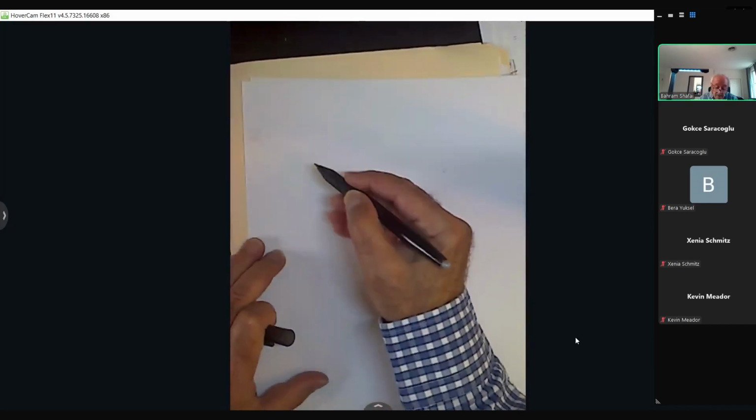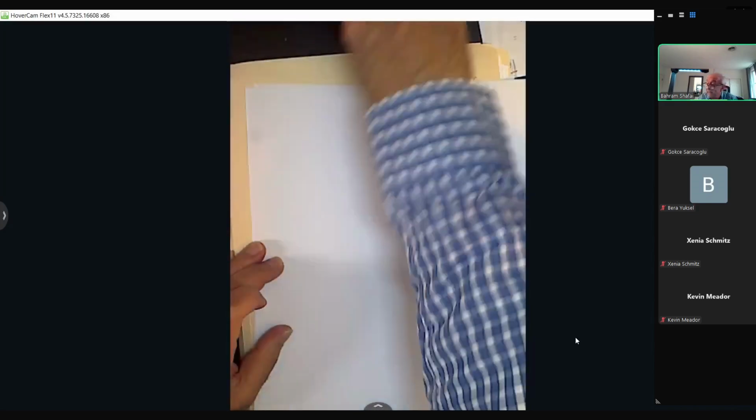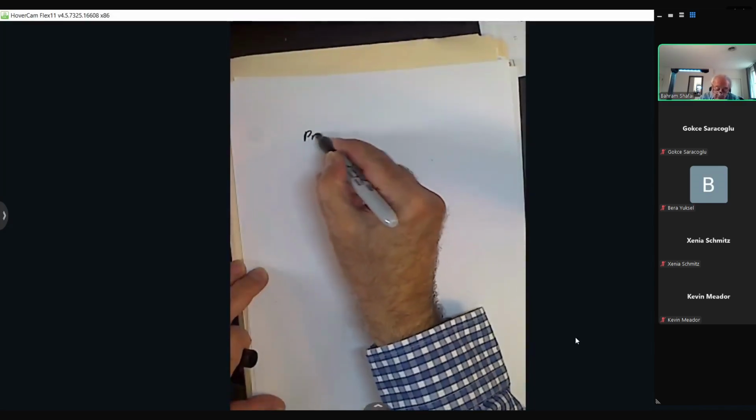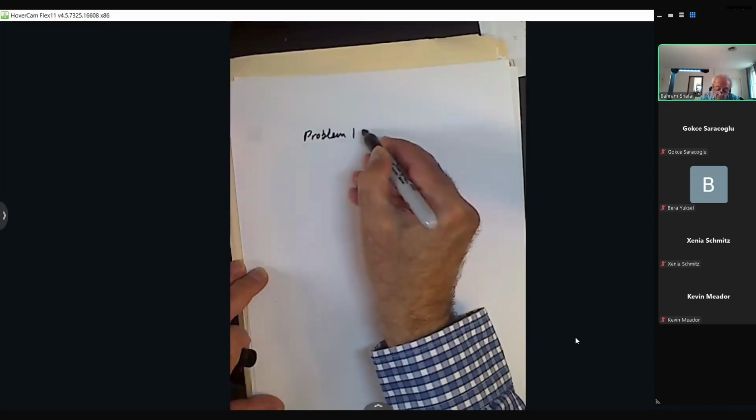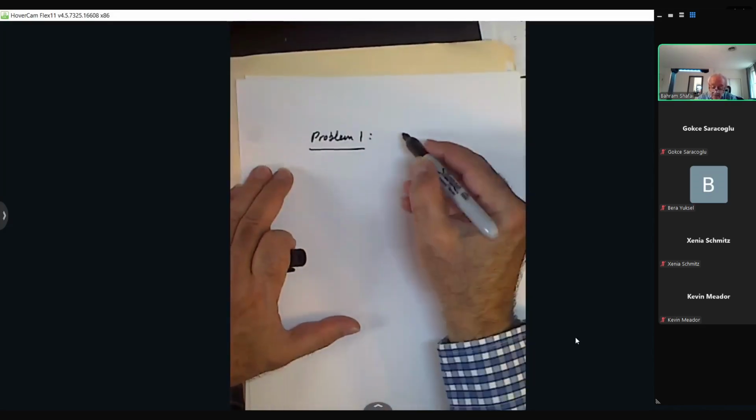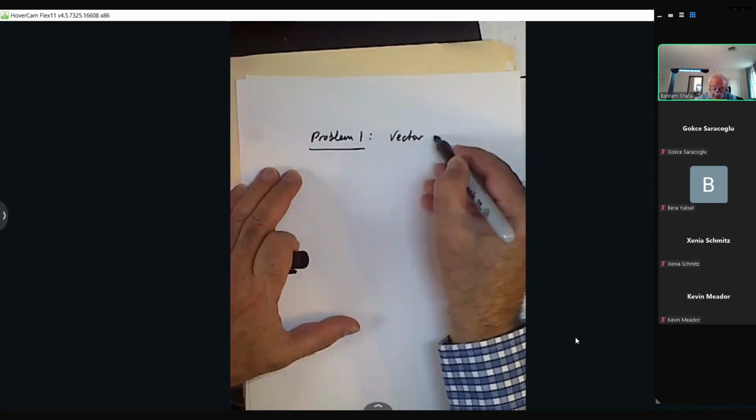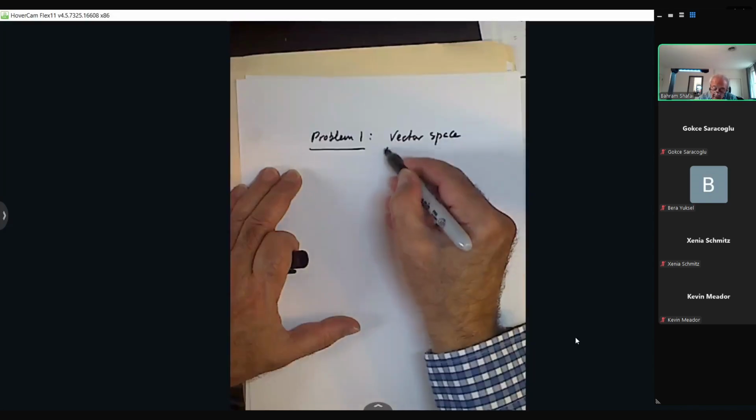Now, I'm going to talk about the exam, what you should expect to have in the exam. I have to spend some time tomorrow to put the questions together. So the very first problem that you have, let me see whether I can find some pen like this. Problem 1 is related to vector spaces and linear operator.